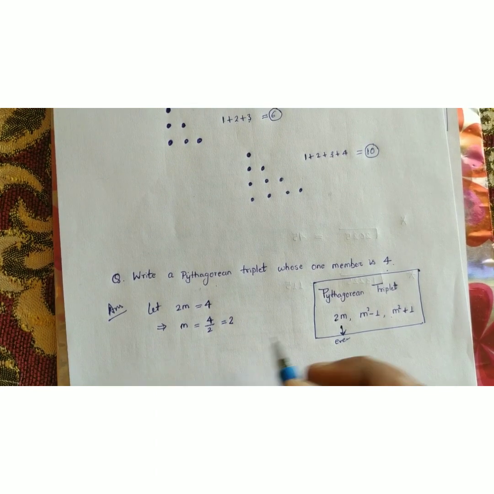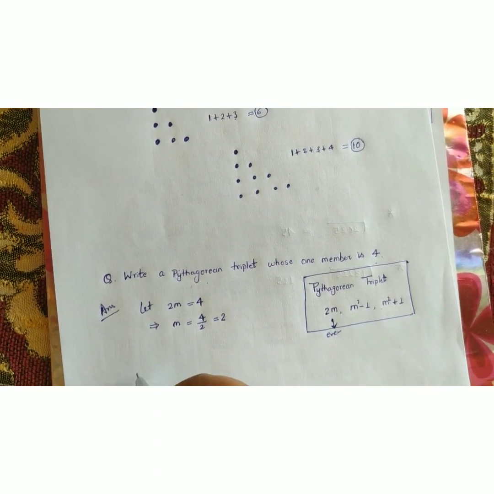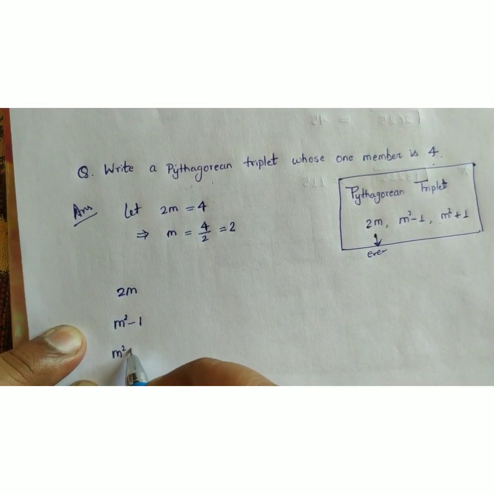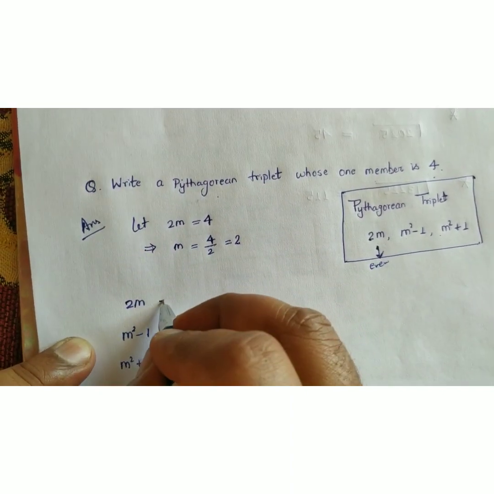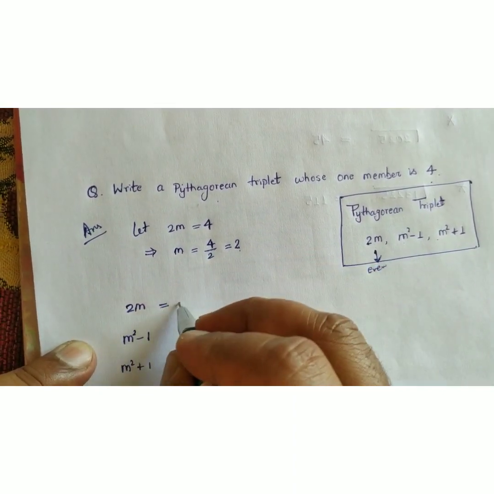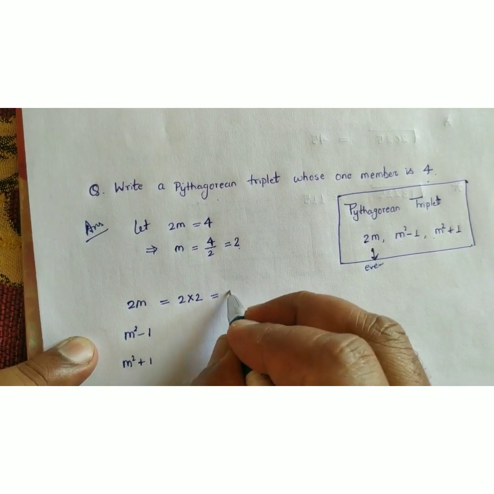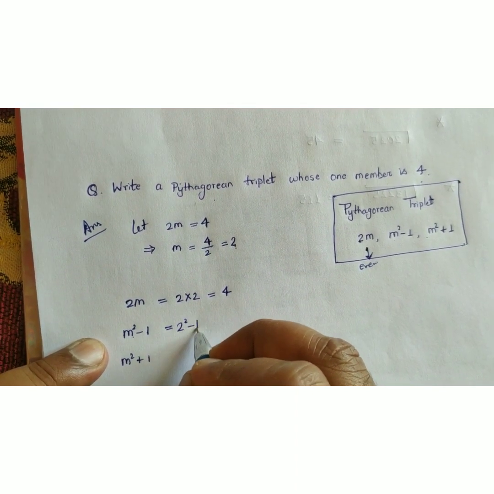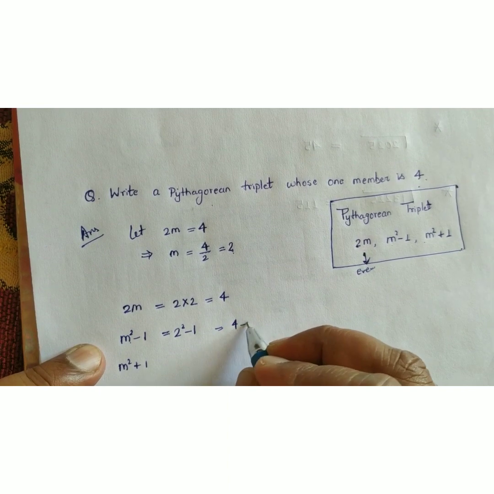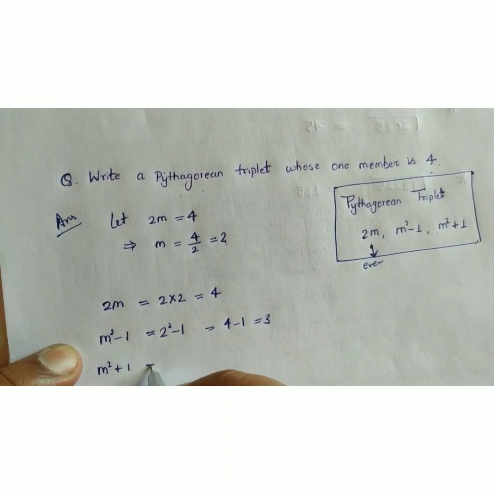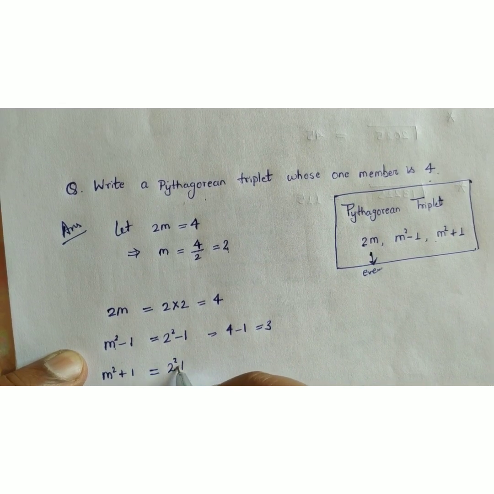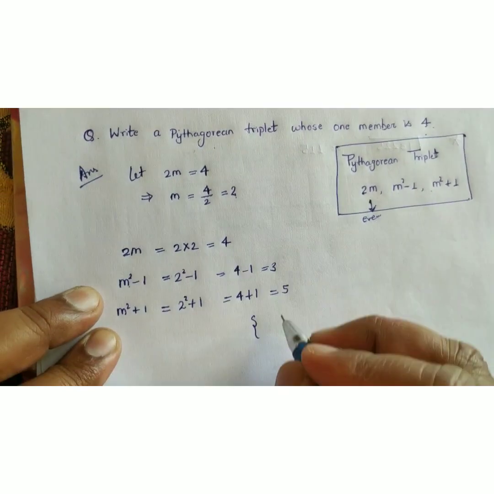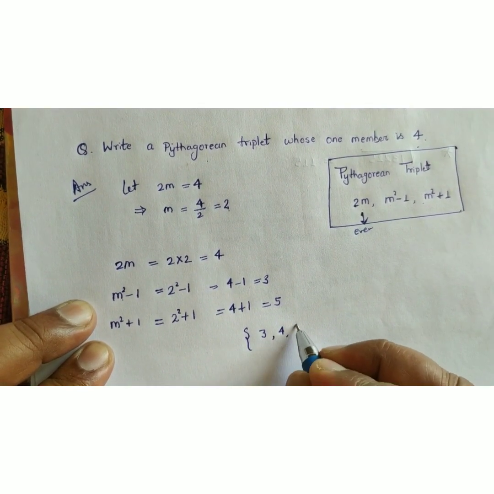Now we have to write the Pythagorean triplet. So first member is 2m, second is m square minus 1, third is m square plus 1. We know that 2m is equal to 4, or we can write m is equal to 2, so 2 multiply 2 is equal to 4. M square minus 1, 2 square minus 1, 4 minus 1 is 3. M square plus 1, 2 square plus 1, 4 plus 1, 5. So required Pythagorean triplet is 3, 4, 5.